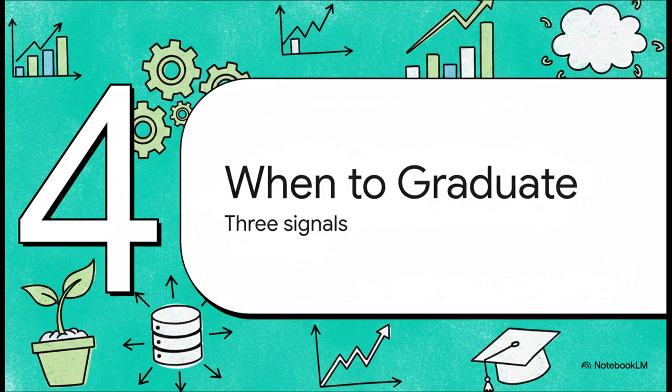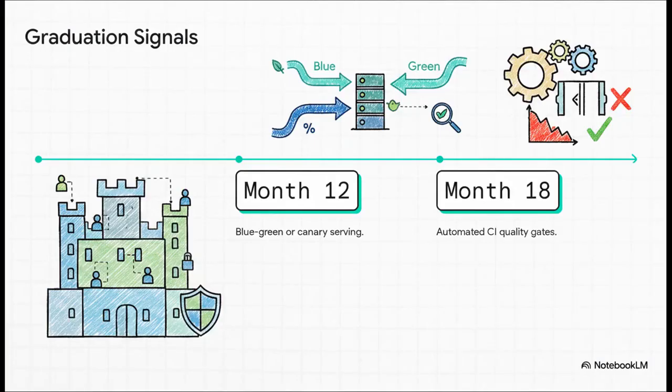Okay, section 4, knowing when to graduate. Because yes, eventually, you will need to level up. In the spirit of radical candor, as your team grows, you absolutely will outgrow this custom tool. It's inevitable. So here is a clear timeline of 3 specific signals that basically scream it's time for an enterprise upgrade.